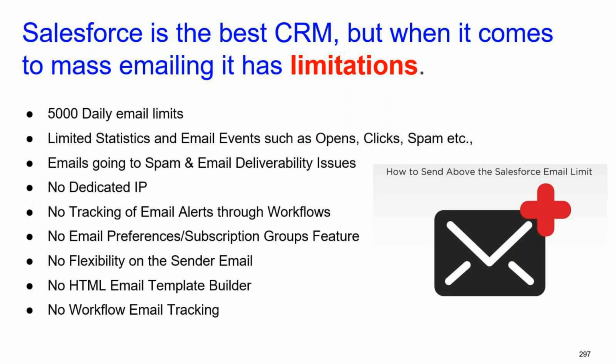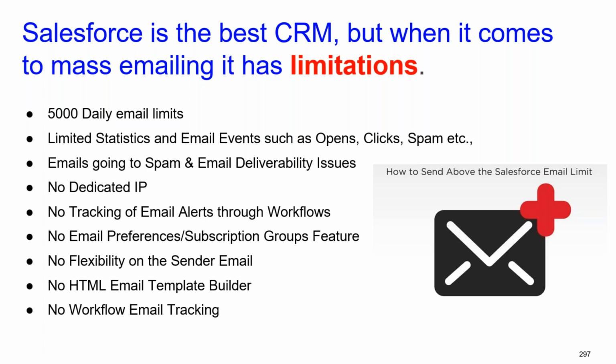Now, obviously, everybody on this call is a Salesforce user, and I'm sure everybody knows that Salesforce is the best CRM out there in the market nowadays. But when it does come to MassMailer, it does have some limitations. One of the big ones we hear is the daily email limits that it has, which obviously restrains a lot of people, especially larger universities and the like. And so we overcome that. Like I said, we have some customers that can send up to 1 million per day if necessary.